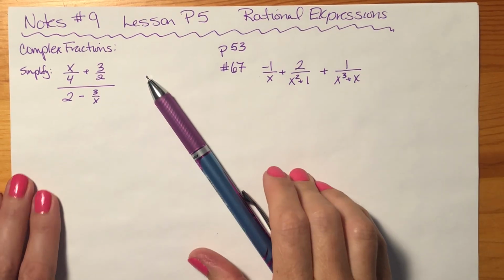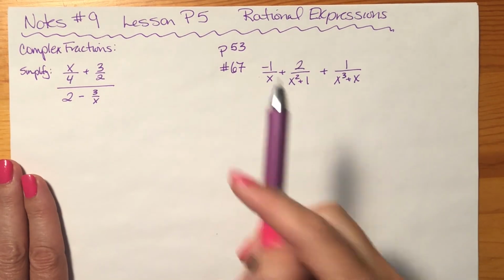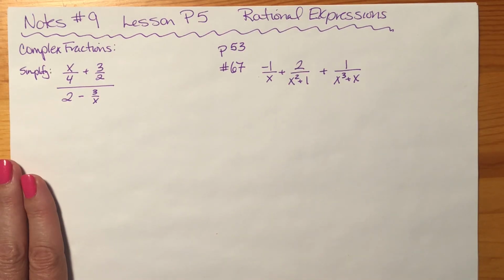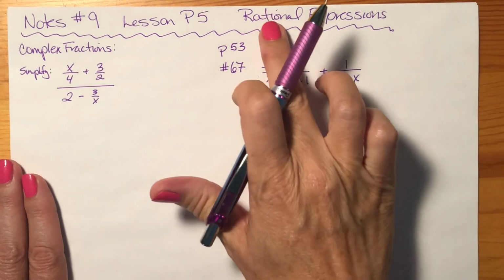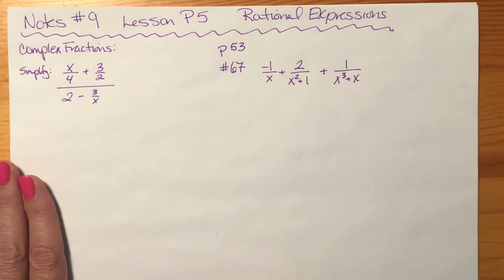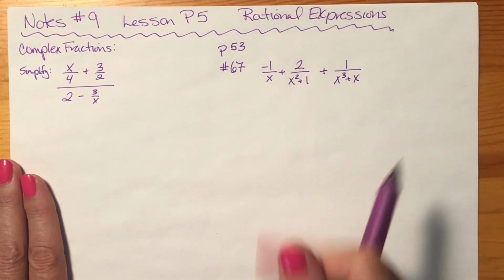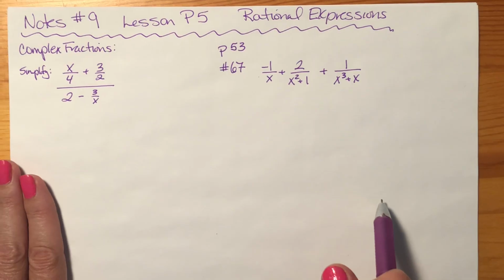Hi, math lovers. Welcome to notes number 9, lesson P5 of the prerequisite chapter of our algebra and trigonometry text. And we're talking about rational expressions today. I have two problems I want us to work through. The first is a complex fraction, and the second involves finding common denominators.